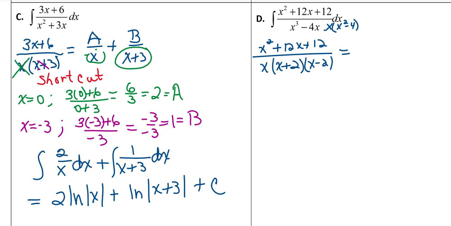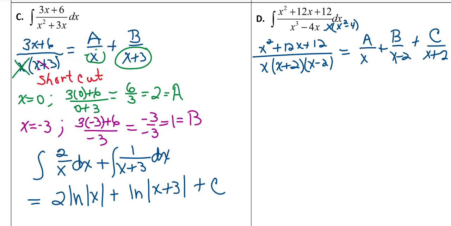Okay, so expanding this into our partial fraction decomposition, we're going to have A over x plus B over x minus 2. And again, the order doesn't matter, that's why I'm switching them around to show you that, plus C over x plus 2. Just remember when you go to do the integration that you put the right coefficient again with the right factor.